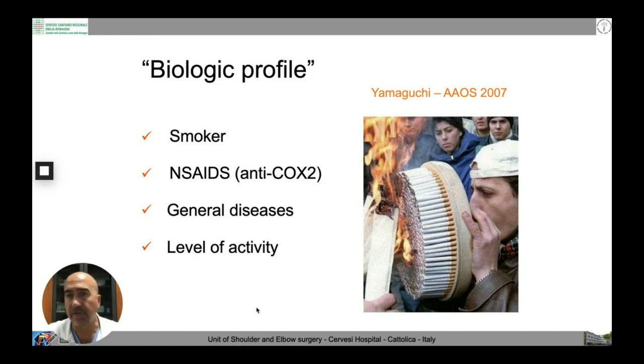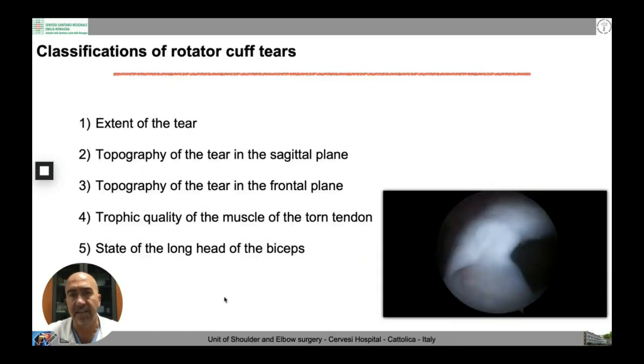Some biological profiles can predispose to this kind of lesion: if you are a smoker, if you use steroids, if you have a general disease like diabetes, and if you are a very hard worker. In this case, the probability of having a big tear increases with age.